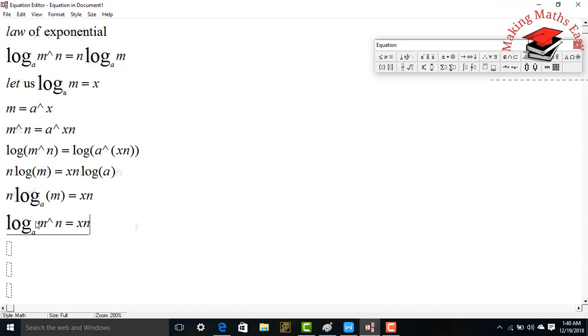So first is the law of product, second is the law of quotient, and third is the law of exponential. Law of product means in the case of multiplication or any kind of product, it becomes addition. Law of quotient means in the case of division, or the logarithmic division of two variables, it becomes subtraction. And in the case of exponential, the power values will come in front. Anything in the power of the log function will come in the front.